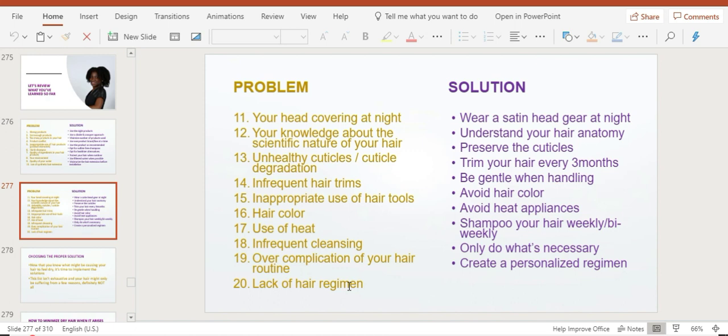And then finally, I went over lack of hair regimen. Lack of hair regimen can make things complicated and overwhelming and just frustrating, right? But when you have a regimen, when you have a plan that's also personal to you, that makes sense, that's realistic, then it makes the whole natural journey simpler.